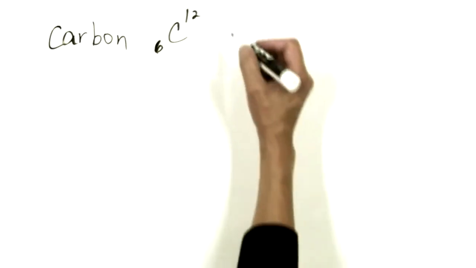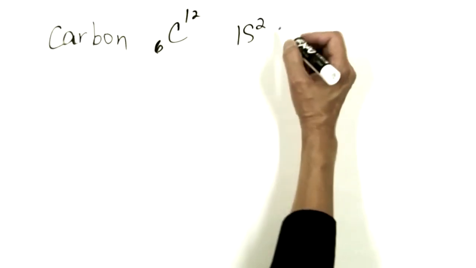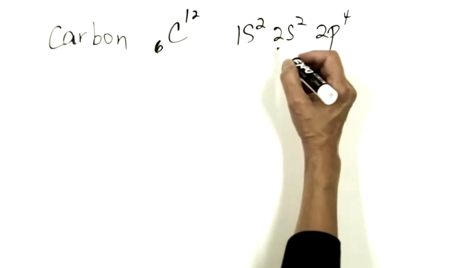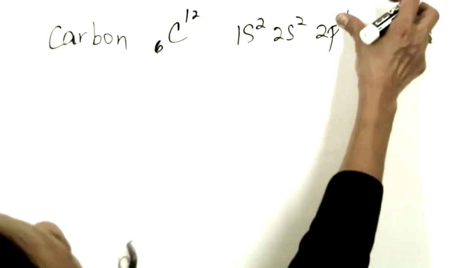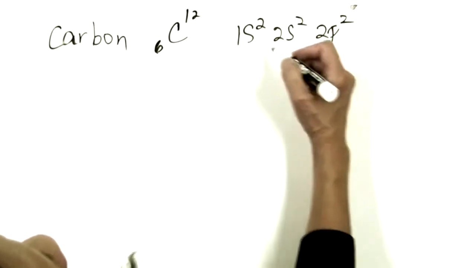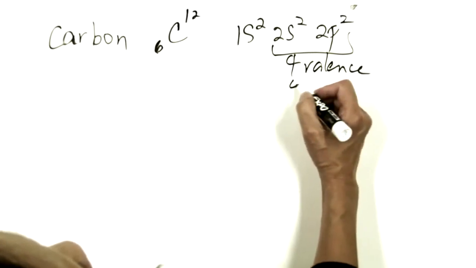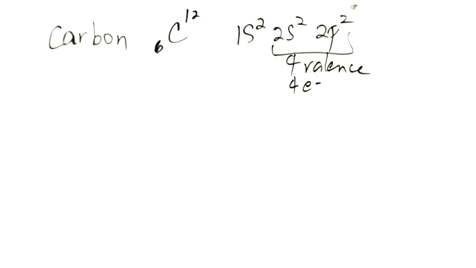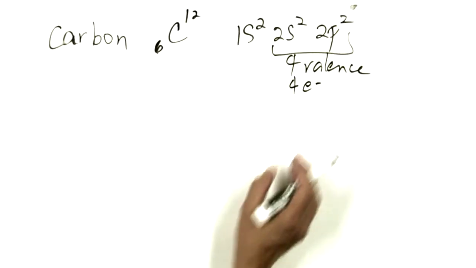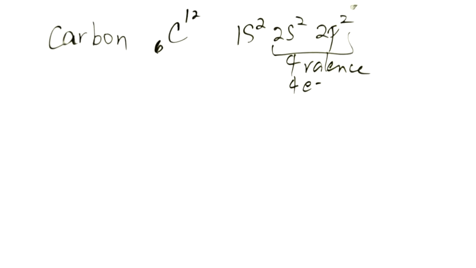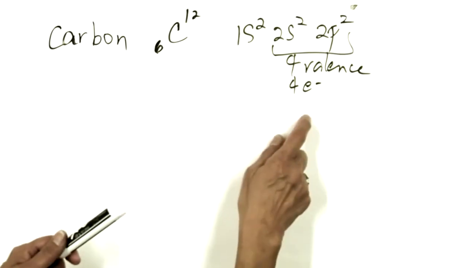If you look at its electronic configuration, it is 1s2, 2s2, 2p2. So you see that carbon has 4 valence electrons, and to become stable, it needs another 4 electrons. So how does it get these 4 electrons? Mainly by sharing with other atoms.